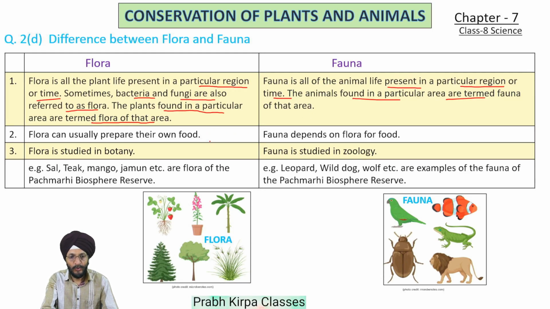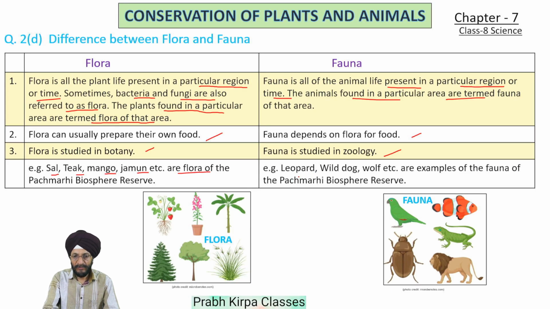Flora can usually prepare their own food. Fauna depends on flora for food. Flora is studied in botany, fauna is studied in zoology. Examples of flora are sal, teak, mango, and jamun, which are the flora of Pachmarhi Biosphere Reserve.